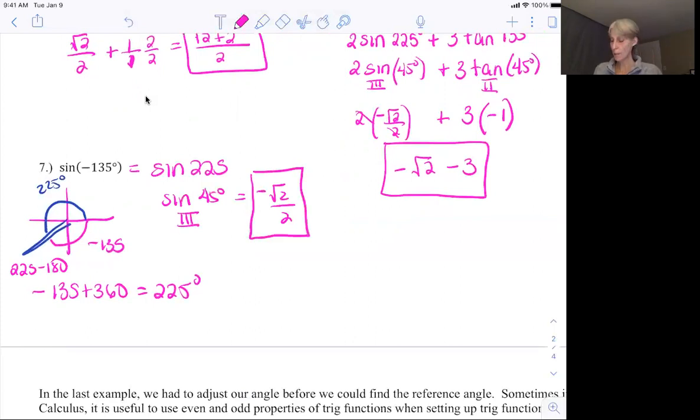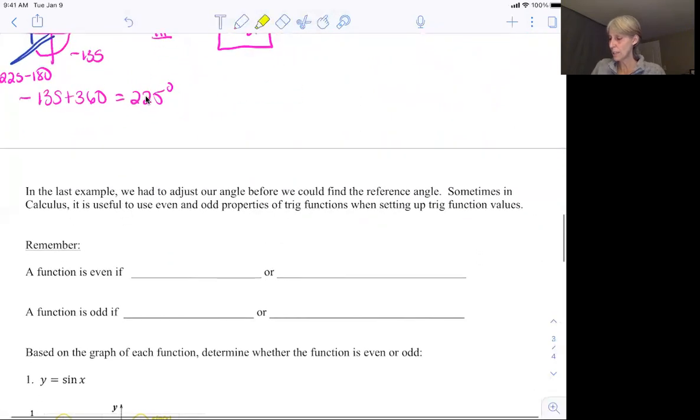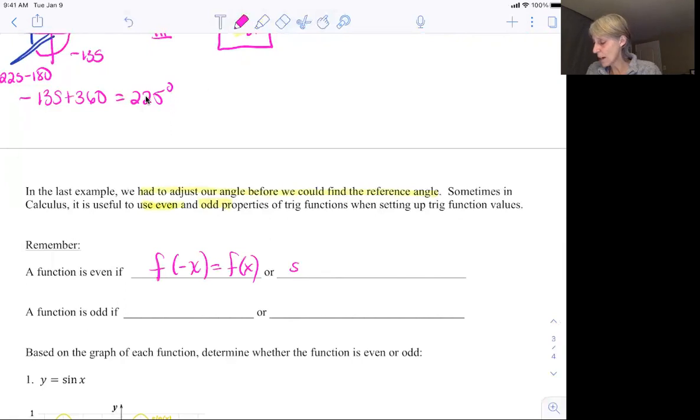Now, another method we could use, instead of adjusting our angle before we find the reference angle, sometimes when we're dealing with some calculus problem, it's easier just to use the even and odd properties of trig functions when setting up our function values. Remember, a function is even if f of negative x equals f of x, or it's symmetric with respect to the y-axis.